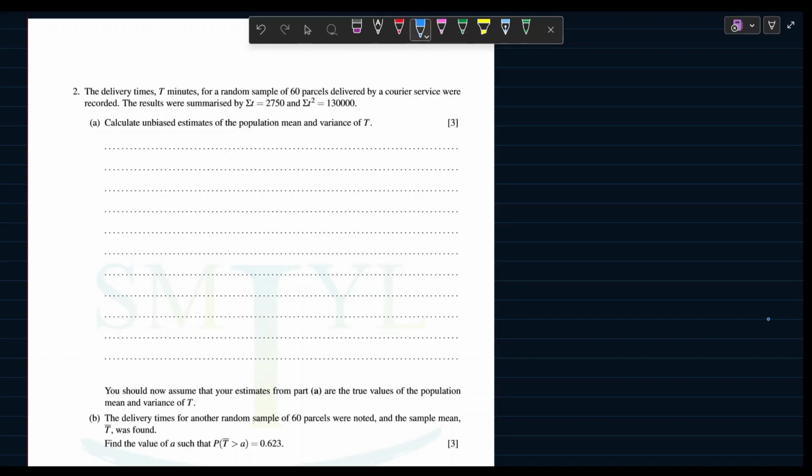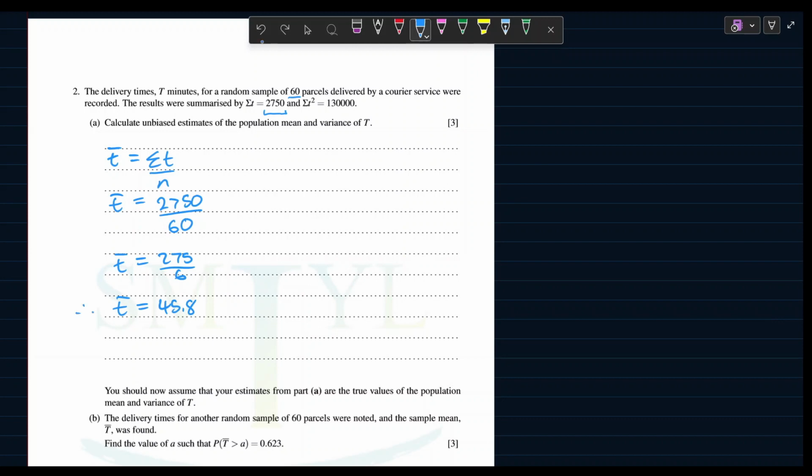Alright, so let's start with the unbiased mean. So that's t bar. T bar is going to be the summation of t divided by n. So our summation is 2750, and n, our sample size, is 60. So t bar is equal to 2750 over 60, which is 275 over 6 as an exact value, or we can give it correct to 3 significant figures as 45.8. Alright, so this is the unbiased estimate for mean.